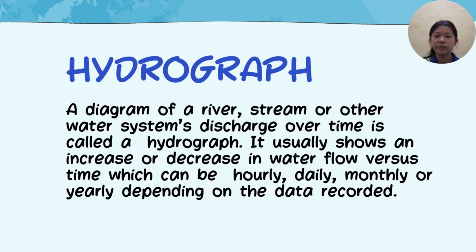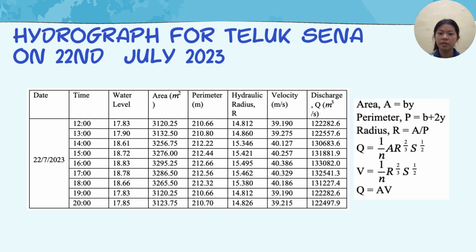Hydrograph. A diagram of a river, stream, or other water system discharge over time is called a hydrograph. It usually shows an increase or decrease in water flow versus time, which can be hourly, daily, monthly, yearly, depending on the data recorded. To plot a hydrograph, we have to calculate the area, parameter, hydraulic radius, velocity, and discharge using the formulas: area A equals B times Y, parameter P equals B plus 2Y, radius R equals A over P, Q equals 1 over N times A times R to the power of 2 over 3 times S to the power of 1 over 2, V equals 1 over N times R to the power of 2 over 3 times S to the power of 1 over 2, and Q equals A times V.